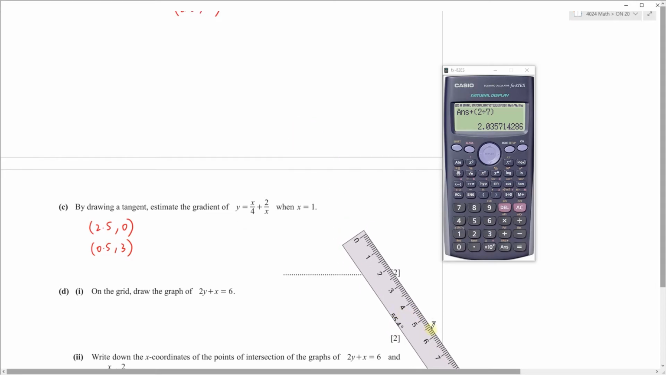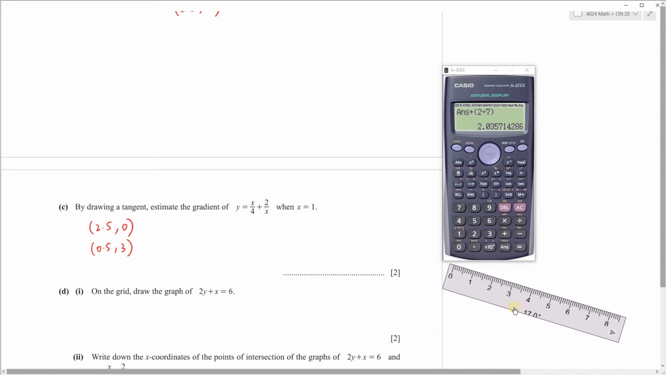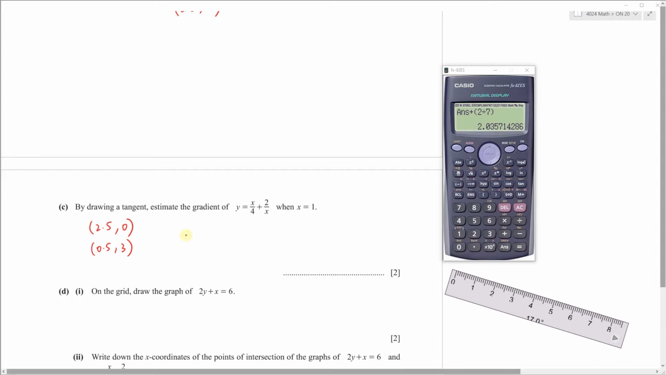So now let me move this out of the way. Let's calculate the gradient. m will be y2 minus y1 over x2 minus x1. So let's take this as y2 and x2. So y2 minus y1, 3 minus 0, over x2 minus x1, 0.5 minus 2.5. So this is 3 in the numerator and minus 2 in the denominator. So this will be minus 3 over 2, so minus 3 divided by 2 is minus 1.5.